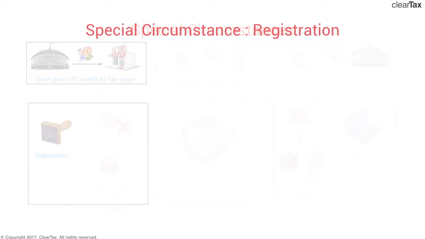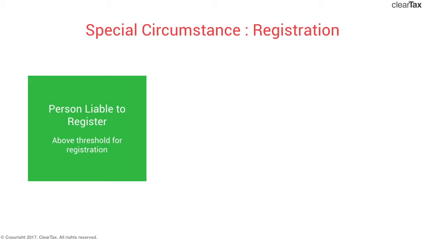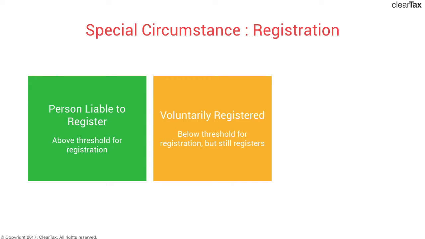A taxpayer would register himself under GST in three situations. One, where the law forces him to, where he's liable to register. This force, that is the liability to register, depends on a threshold. We'll get to that in a bit. Second, he'll voluntarily go and register. He's below the threshold for registration, but he'll still go and register. This is because he would want to claim input tax credit. That's more beneficial for him than the complications of being a registered taxpayer.